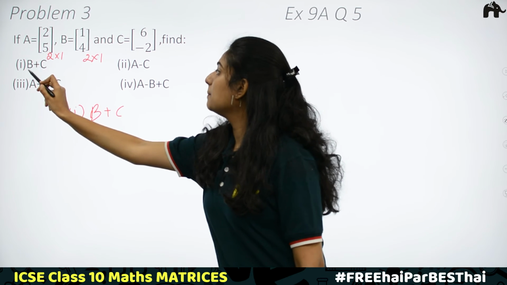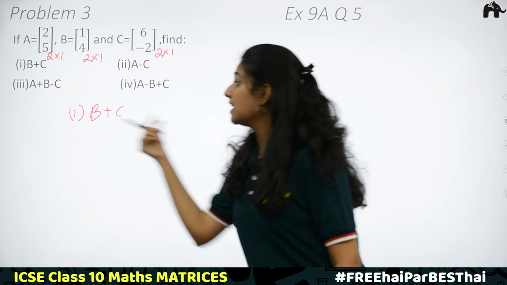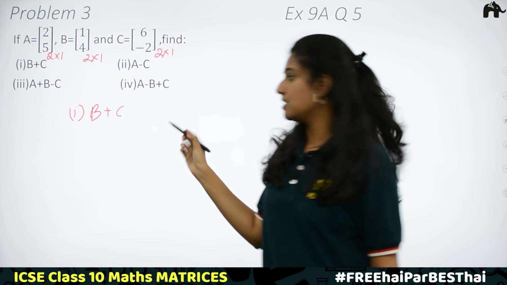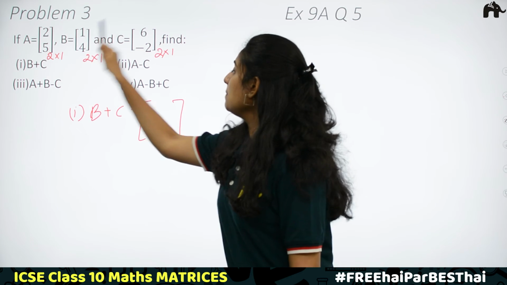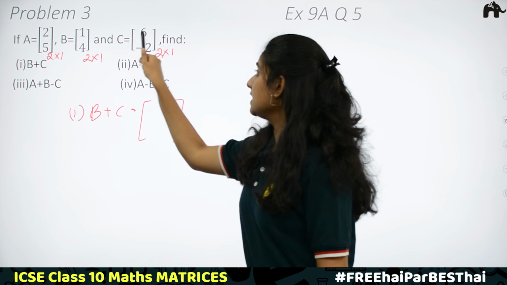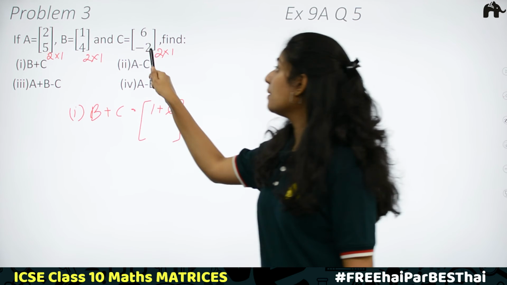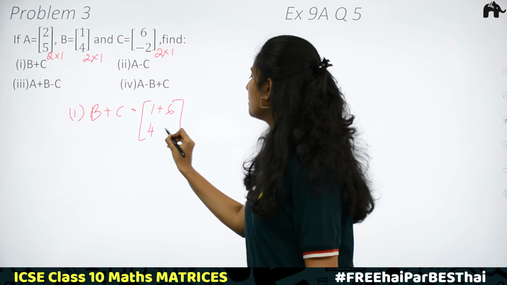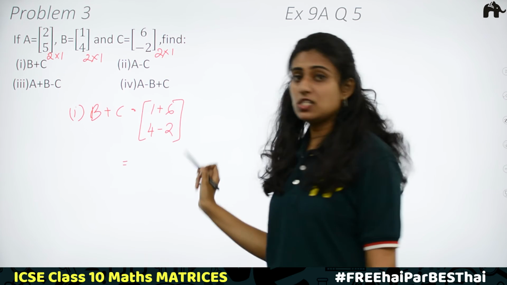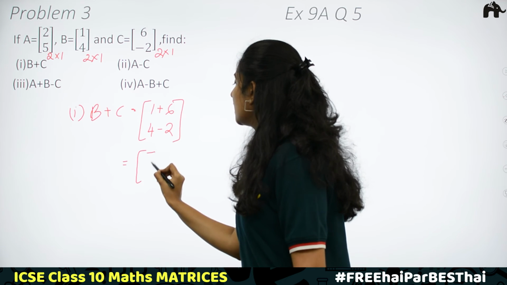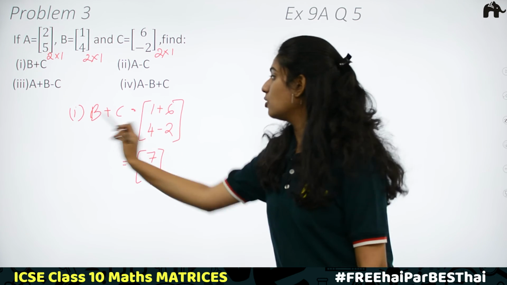We need to find B plus C. What about C? C is also a 2 by 1 matrix. When you add B and C, you will be getting again a 2 by 1 matrix. Okay. Now, what are the elements? B plus C, 1 plus 6. First element 1 plus 6. What about the second element? 4 minus 2. Then what is B plus C? 1 plus 6 is 7. 4 minus 2 is 2. So, we get a 2 by 1 matrix with elements 7 and 2. This is what B plus C is.